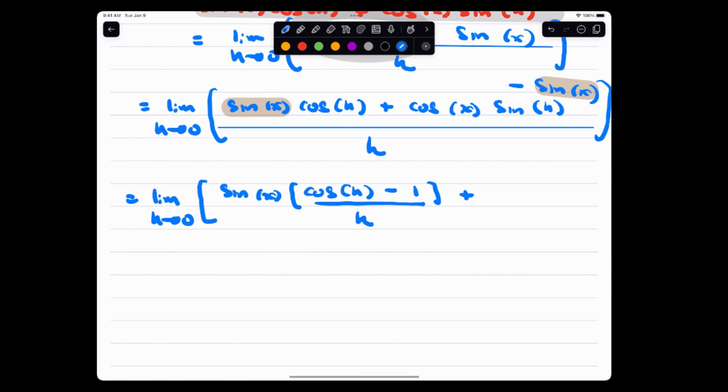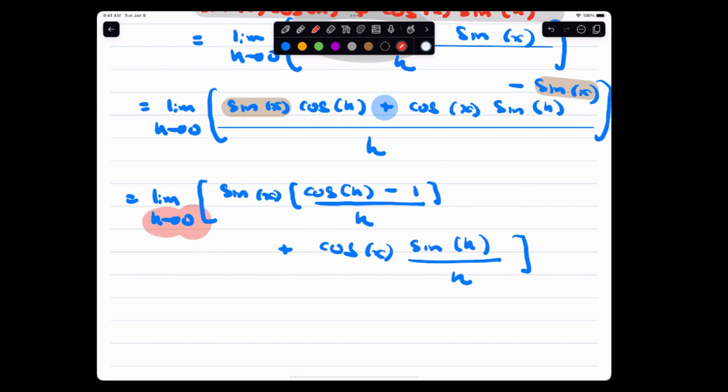And then you get plus cosine x, and I have to bring it down because I'm running out of space. Plus cosine x, and then sine h over h. So I'm just writing this as a sum here, and I'm leaving this division by h under certain terms. And I'm going to remind you guys, this is as h goes to 0.